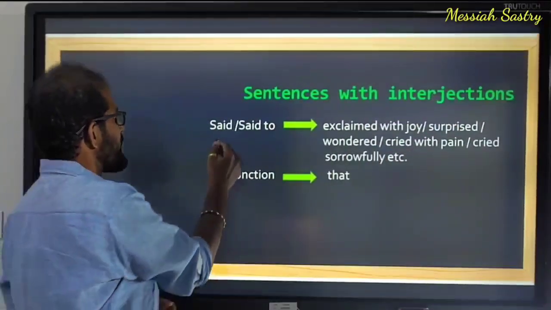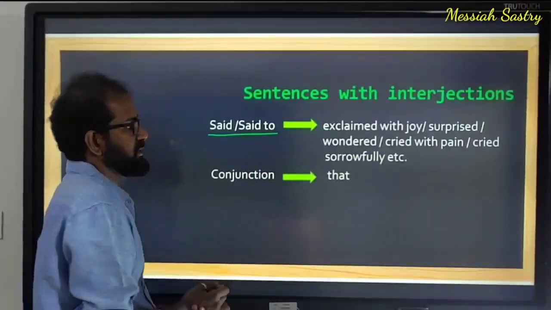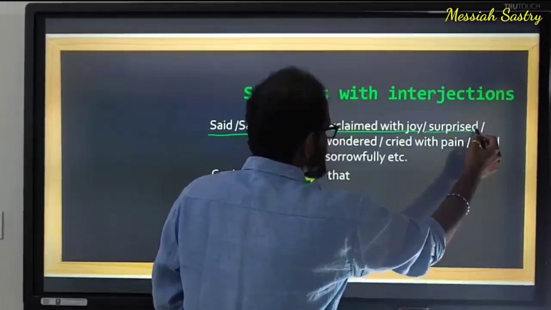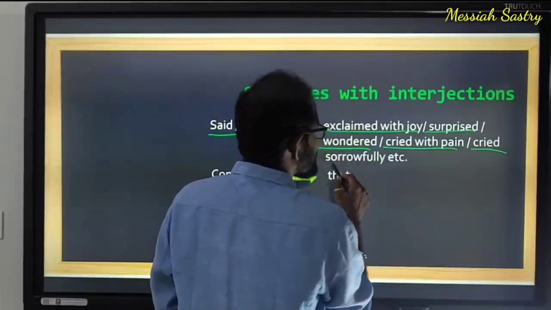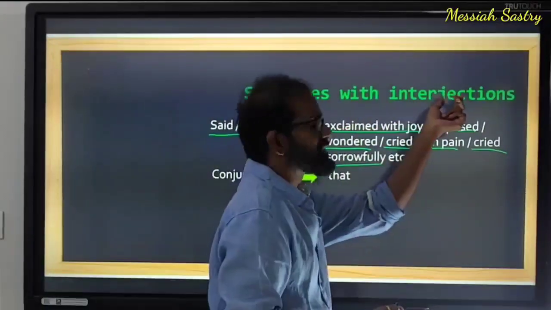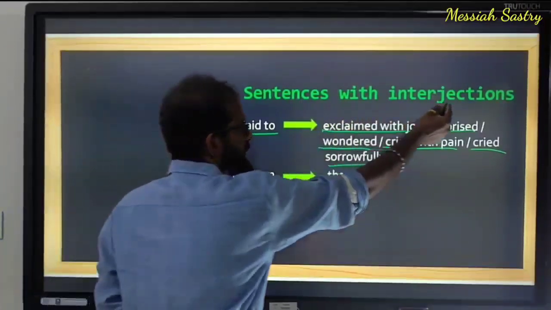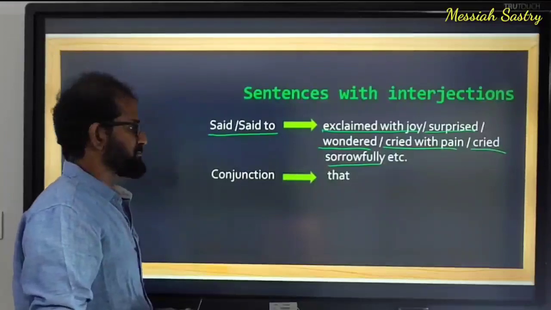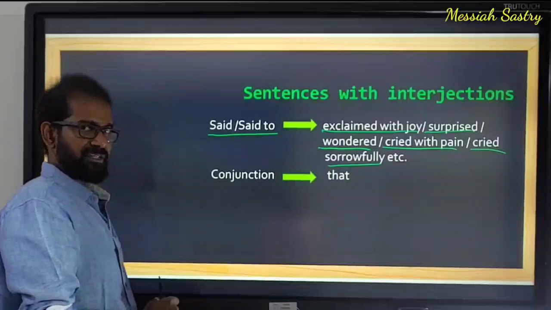Let us learn now. When a sentence has an interjection, said or said to changes to exclaimed with joy, exclaimed with surprise, or wondered, cried with pain, or cried sorrowfully. Based on the interjection, we change the reporting verb. For the conjunction, here we use that again.